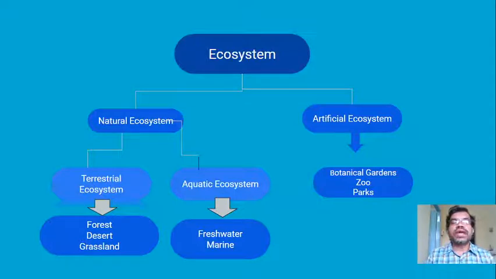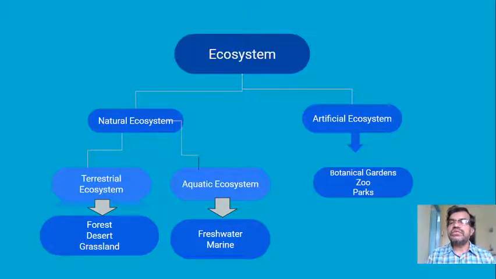Well, an ecosystem can broadly be classified into two types: the natural type of ecosystem and the artificial type of ecosystem. A natural ecosystem is one where there is no interference of human beings. It is created on its own. It can be classified into terrestrial and aquatic ecosystems. In terrestrial ecosystems, there are forest, desert, and grassland ecosystems. In aquatic ecosystems, which are water ecosystems, we have freshwater and marine water ecosystems.